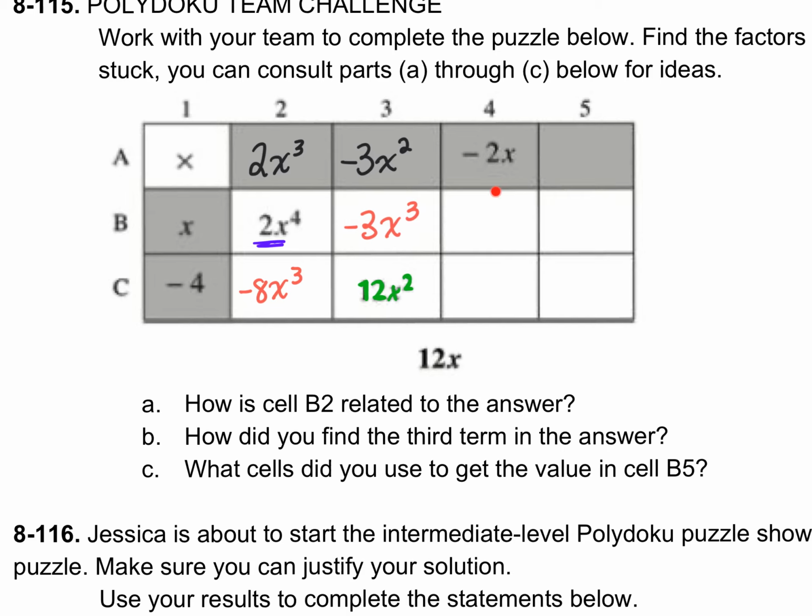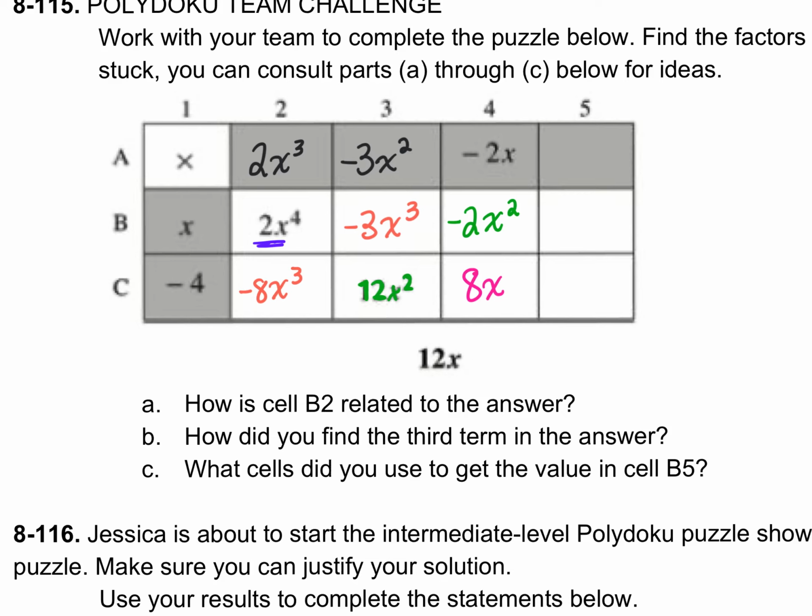And what I know in this column is that I have that header, which is nice because then I know what to multiply by. So that's just like what we did in the previous problem. So I'm going to go ahead and multiply negative 2x times x, and that gives me negative 2x squared. And then I'll multiply negative 2x times negative 4, and that's going to give me positive 8x.